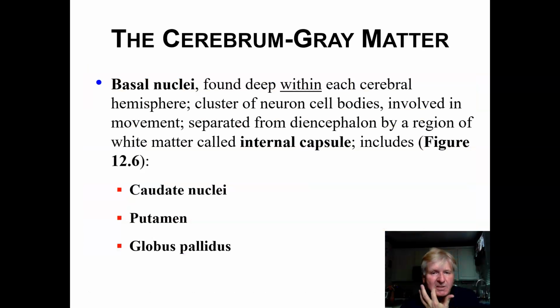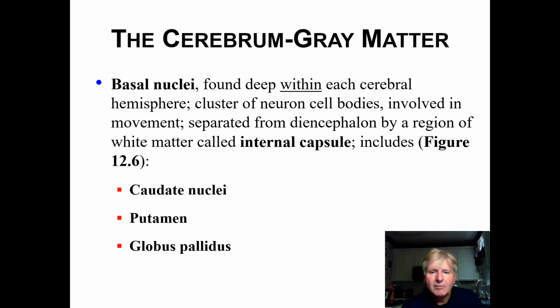Okay, now let's look at the cerebral gray matter. The basal nuclei are found deep within each cerebral hemisphere. They're clusters of neuron cell bodies involved in movement. They regulate movement. Movement is initiated by neurons in the primary motor cortex, but you also have unwanted movements that have to be filtered out so that you have a fluid movement in your voluntary command center in your primary motor cortex.